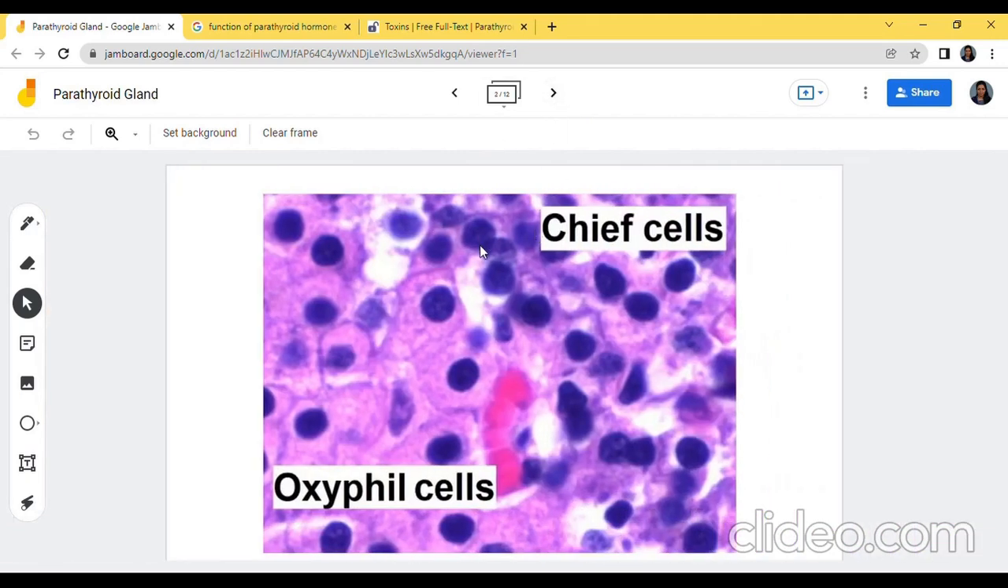In the parathyroid gland, there are two types of cells. One cell is called the chief cell or principal cell, and another type of cell is called oxyphil cells. The chief cells or principal cells are abundant and they secrete parathyroid hormone. Oxyphil cells are larger in size and less abundant, and their function is still unknown.